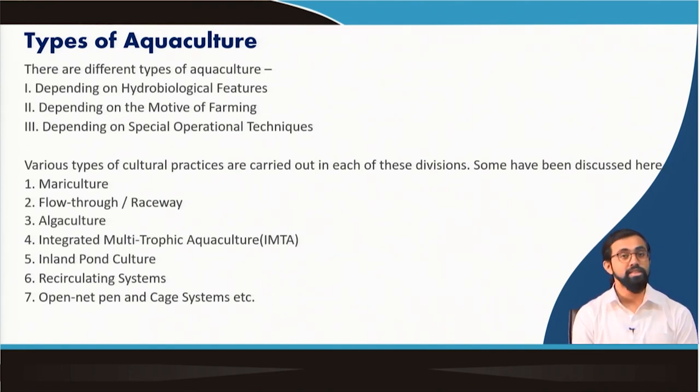First of all, mariculture. Mariculture involves any kind of aquaculture practice that uses seawater. It can be done in the sea basin, on the open sea, or on the bank of the sea, where we dig a proper canal and take the seawater through it, so that the water can be utilized for, say, tide-fed farms. It can be of flow-through or raceway cultures.